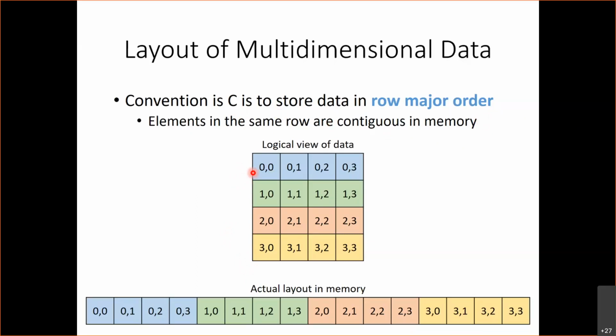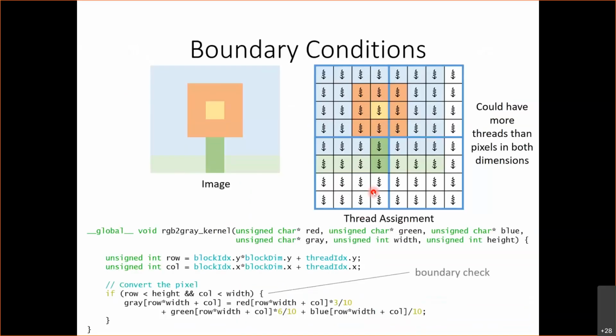What that means is that you store all the elements of the first row, followed by all the elements of the second row, etc. We also looked at how we have to worry about boundary conditions. And since this is a multidimensional grid, when we do our boundary checks, we have to do our boundary check across multiple dimensions. So this was the RGB to gray kernel that we wrote. We saw how to use the .x and the .y variables to get a multidimensional index for the thread, and how to do a multidimensional boundary check, and also how to access a linearized multidimensional array.